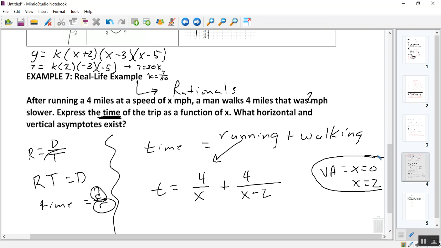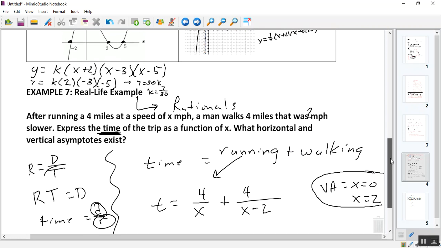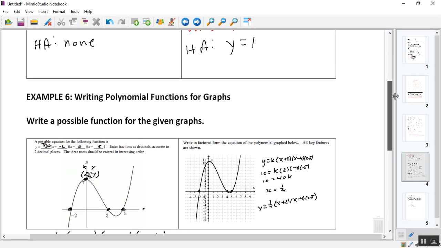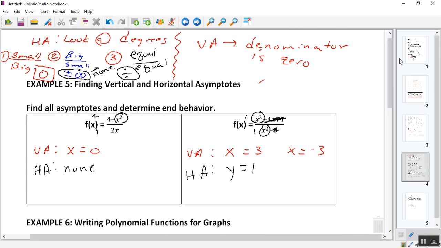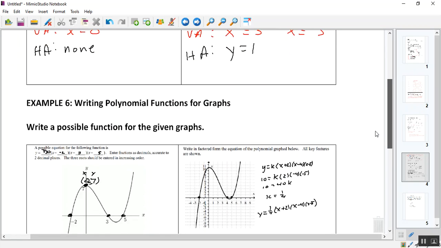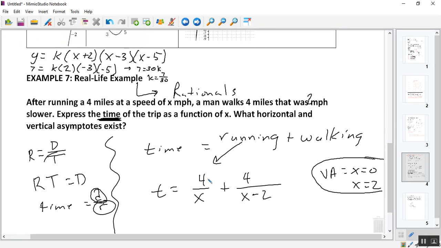They can be crossed, but here's the deal. Horizontal asymptotes, go back to your rules up top. Do I have a smaller degree over bigger degree, equal degrees, or bigger degree over smaller degree? Is there any variable up top? Smaller over bigger. You've got smaller over what? Bigger. So we're running a certain speed, and think about this realistically.